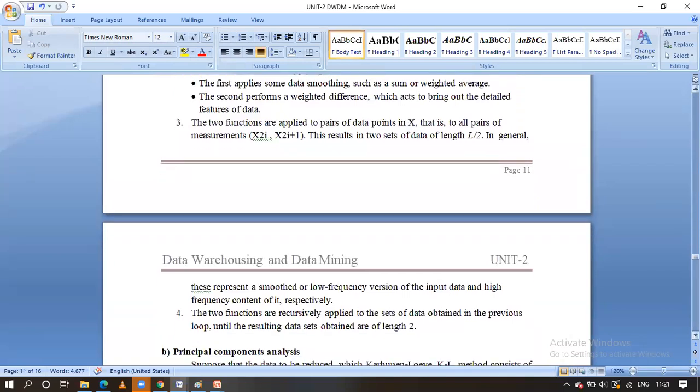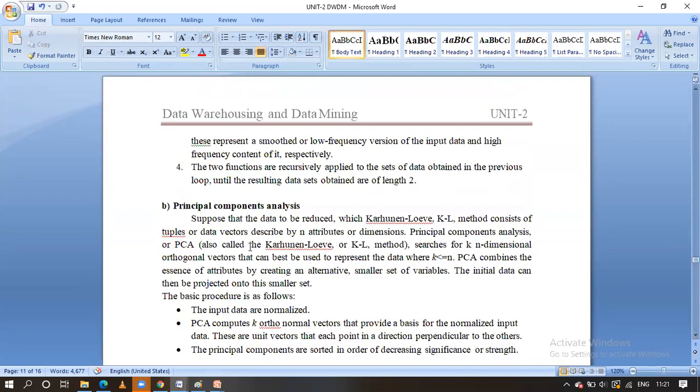Principal component analysis, overall content will be replaced by vectors, data vectors. Okay, we are going to replace the tuples with the data vectors. Okay, tuples with the data vectors. In this way overall information will be reduced in the principal component analysis. Okay, go through these two types, guys.